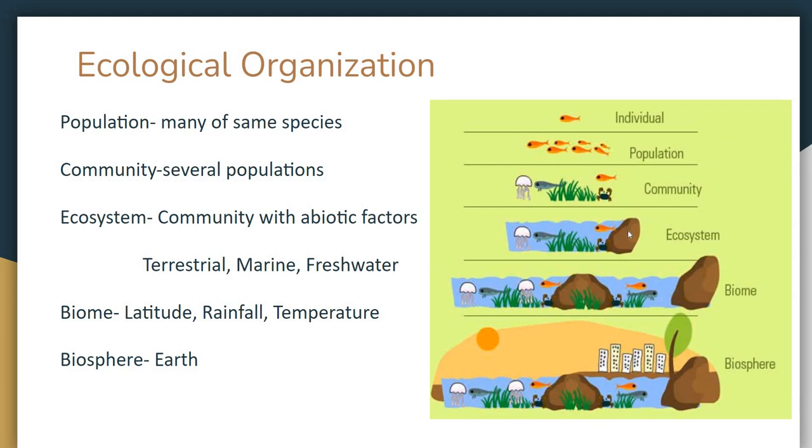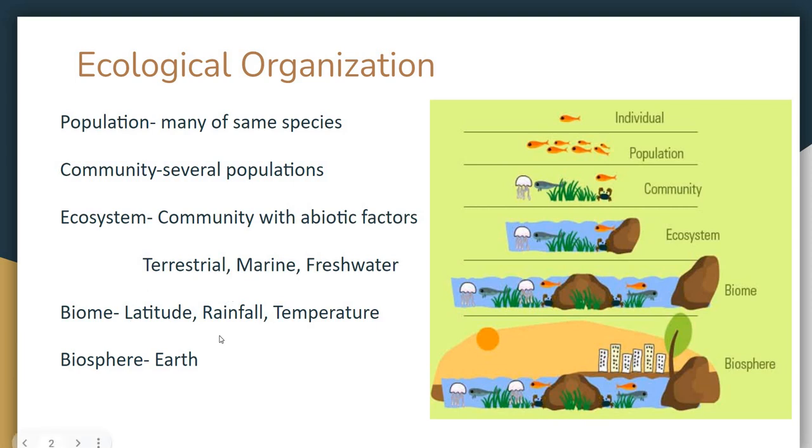Then when we get up to the next level, ecosystems, we're adding in the abiotic factors. That could be temperature, amount of sunlight, salinity, could be the size of the environment, the movement of the water, all sorts of factors there, elevation.